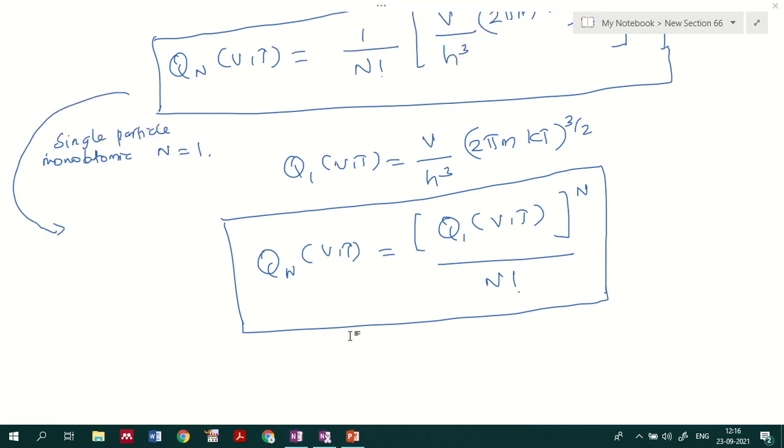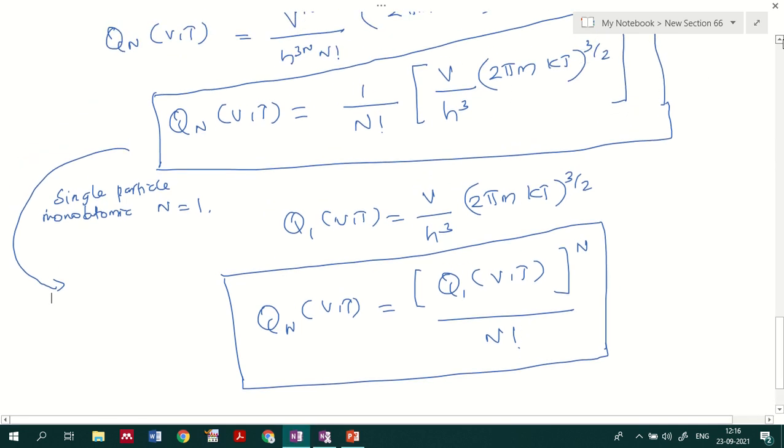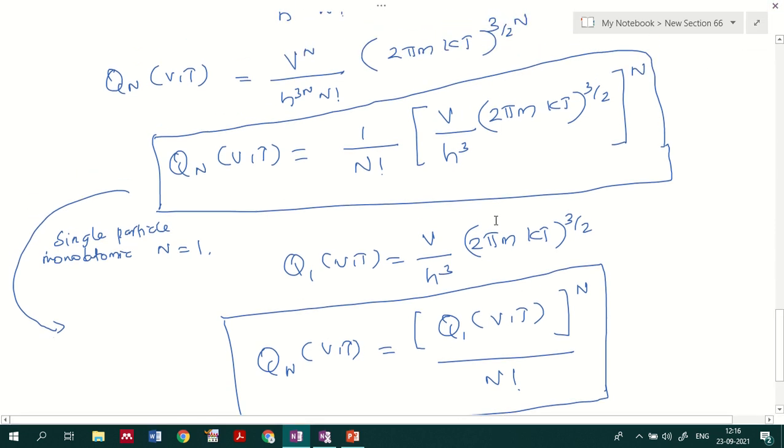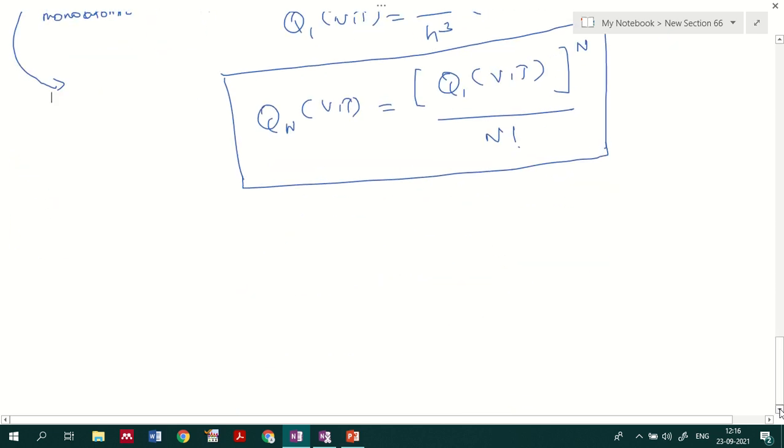So here we got for a single particle the corresponding partition function Q_1(V, T) equal to V by h cube, 2 pi m kT raised to 3 by 2. So when you substitute that into the above equation, you will get Q_1(V, T) raised to N divided by N factorial. So if you want to find the partition function for N number of particles, you calculate the partition function for a single particle, then you can take the value raised to N divided by N factorial.